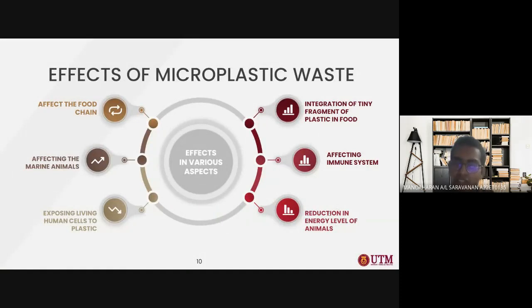So there are 6 effects of microplastic waste. First, it can affect the food chain. Second, it can affect the marine animals. Third, it will expose living human cells to plastics. Fourth, it can integrate the tiny fragments of plastics into the food, which can cause several harmful effects. Fifth, it can affect the human system of animals and humans. And lastly will be the reduction of energy level of animals.